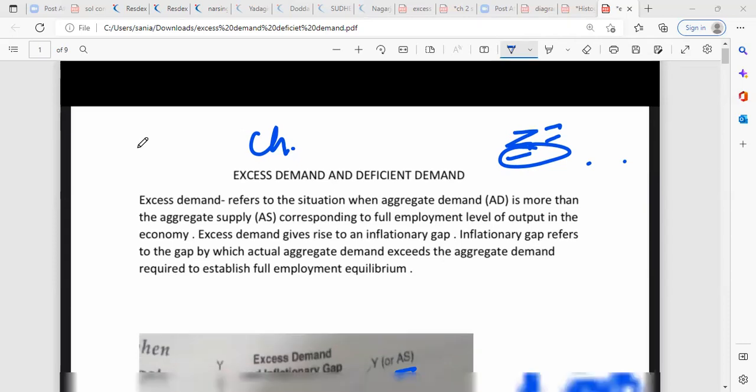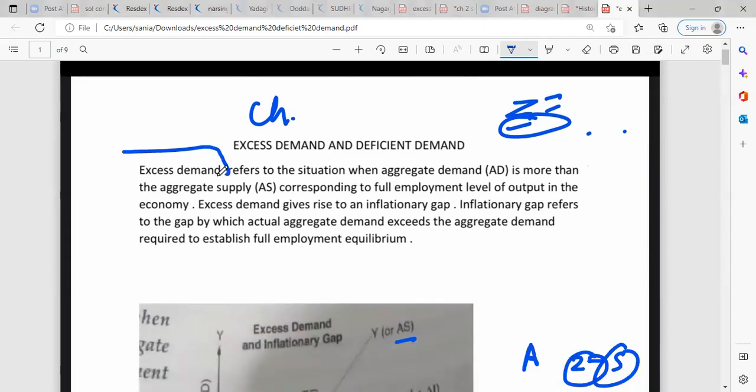Okay, so let's just start. Ma'am, what is excess demand? Okay, as the name suggests. In this chapter, we'll be doing excess demand and deficit demand. First of all, we will do the excess demand definition, the graph, and then what are the reasons for excess demand and how excess demand impacts the economy. The second part will be about the correction, how we can correct excess demand and deficit demand.